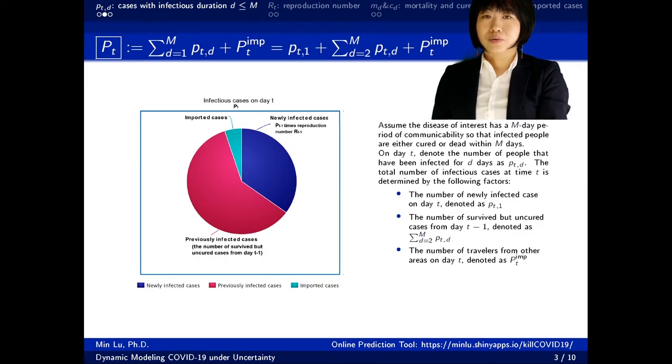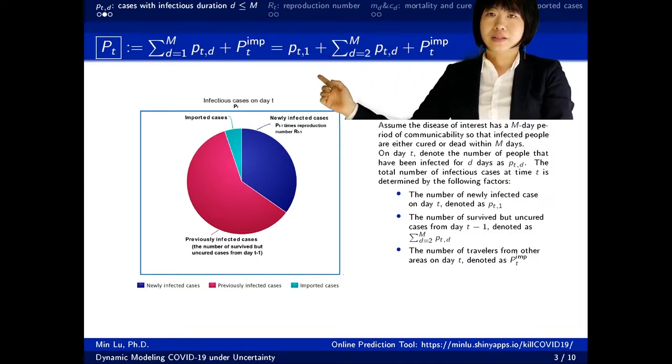Three parts compose the infectious cases across town. Here I use subscript D to denote infectious duration. The first part is newly infected cases, which is here. The second part is previously infected cases, which is here. And the last part is imported cases, which is here: the number of infected travelers from other areas.